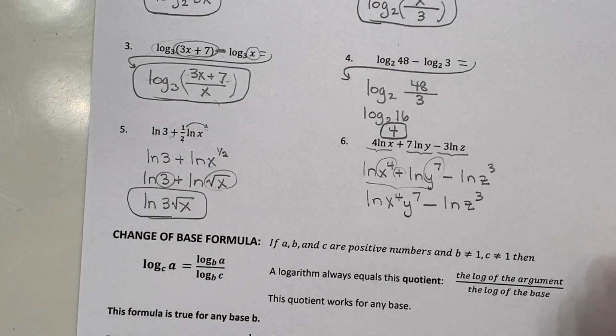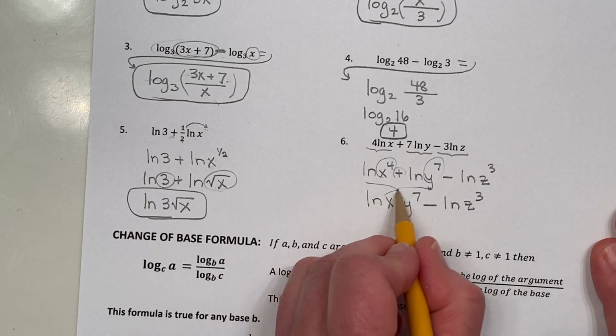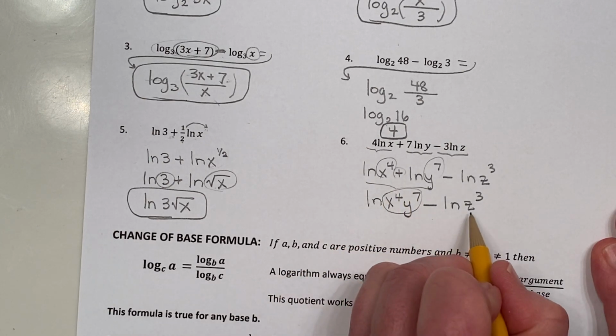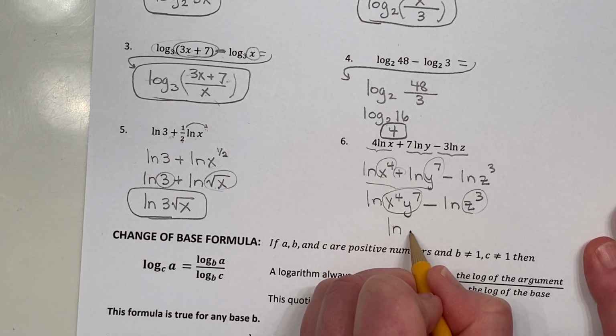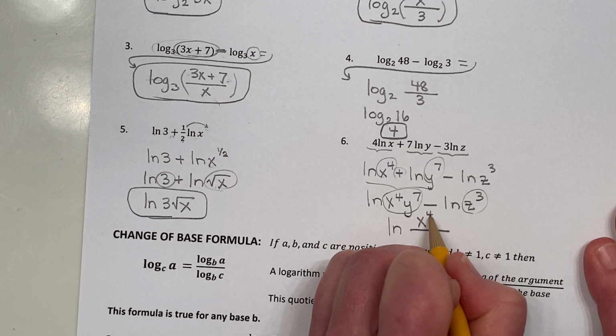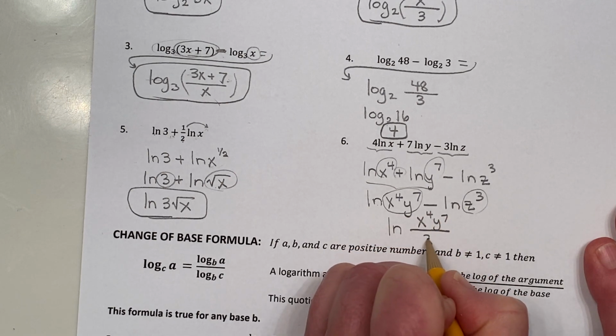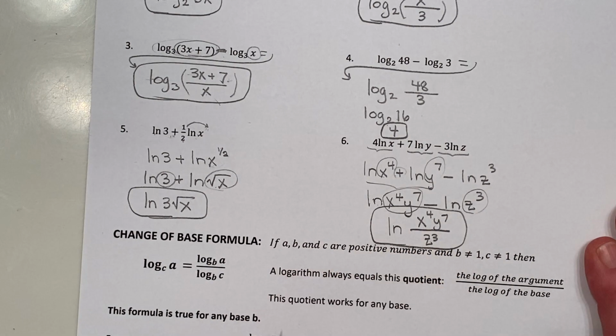We still can use another property, that's the quotient property, because of this minus sign here. So this is going to become your numerator in your fraction, and this is going to become your denominator with just one log in front. So natural log, fraction bar, x to the 4th, y to the 7th, over z cubed. Again, you could put parentheses, but it's not necessary. That's your final answer.